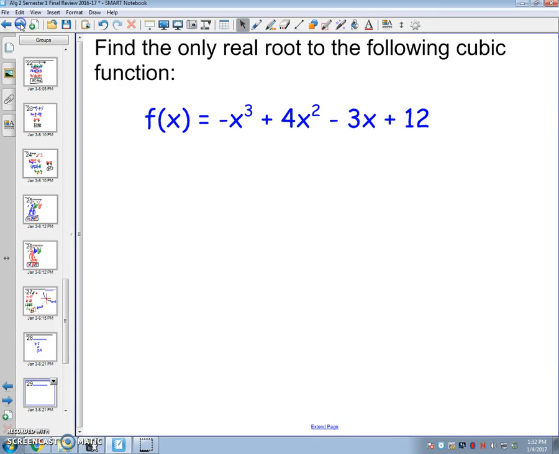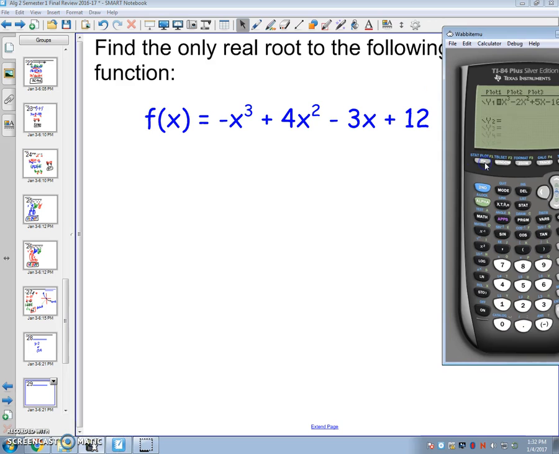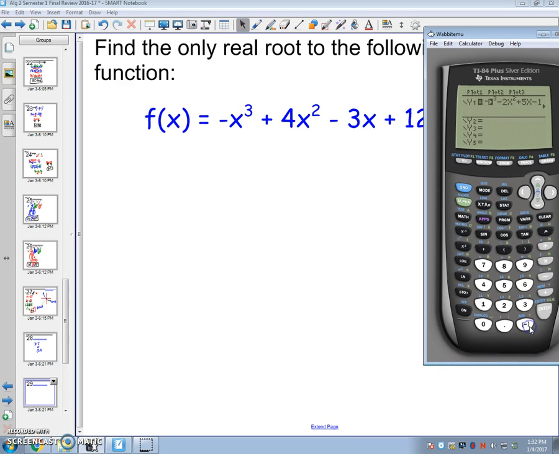All right, same thing here. Find the real root. Again, use the calculator. So graph it, negative x cubed plus 4x squared minus 3x plus 12. Find where it crosses the x-axis. Okay. Right there. It looks like it's a 4. I'm going to check. Trace 4.